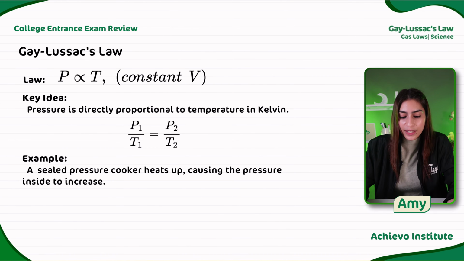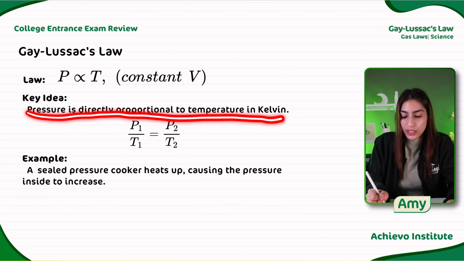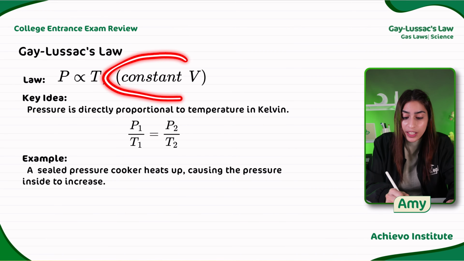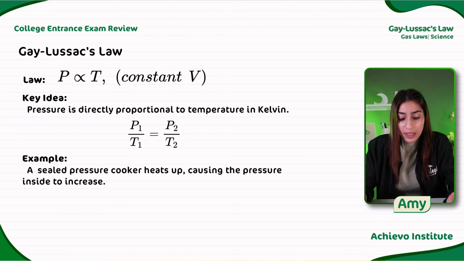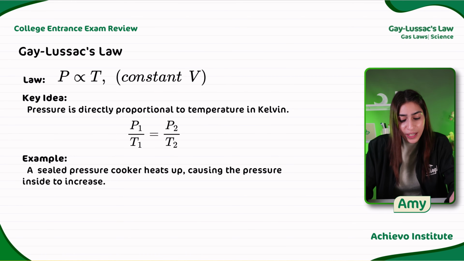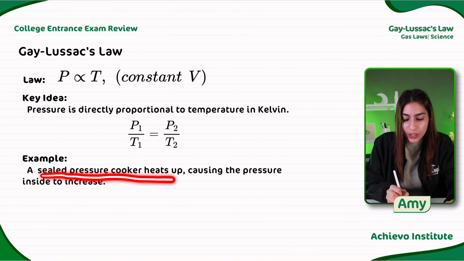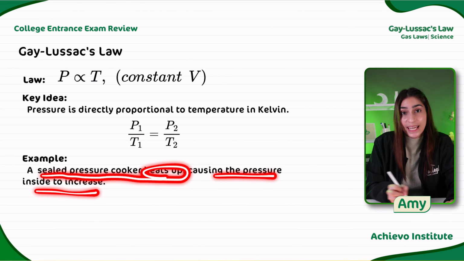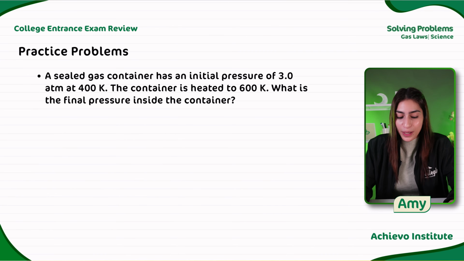Gay-Lussac's law states that pressure is directly proportional to temperature in Kelvin, considering that our volume is constant. This means that when pressure increases, our temperature also increases. For example, a sealed pressure cooker heats up, causing the pressure inside to increase. Let's take a practice problem.